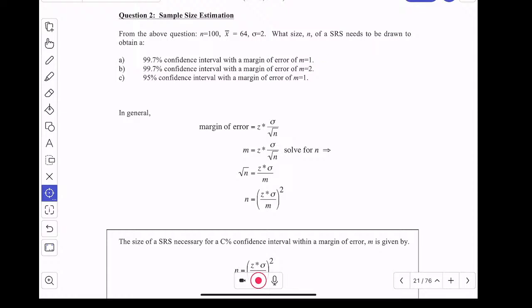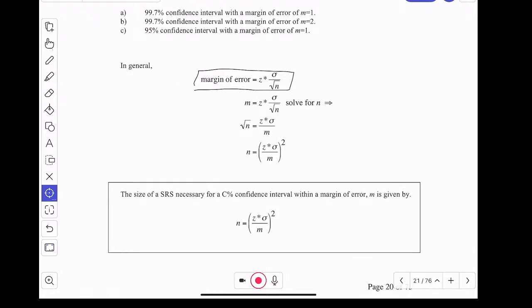So what should we do? We're going to use the same approach. We're going to take the margin of error from our formula, and I could just plop all the information in here and solve, but I'm going to use my algebra skills, and I'm going to isolate n on one side. How do I do that? Well, I cross multiply the n up, put the m down, and then square both sides.